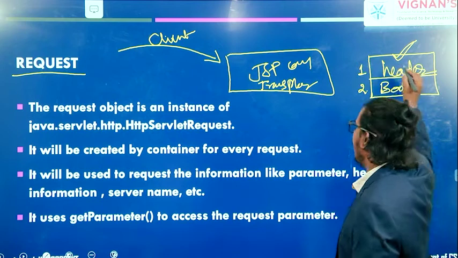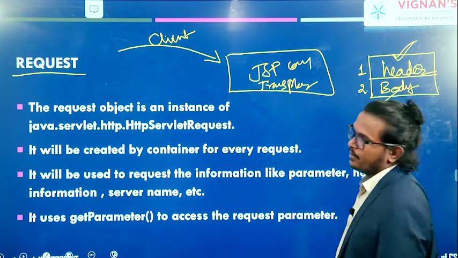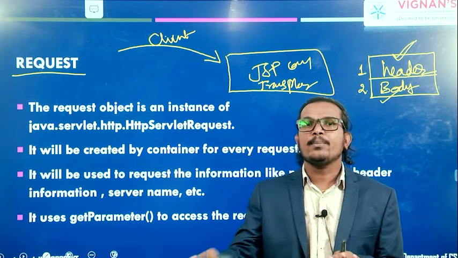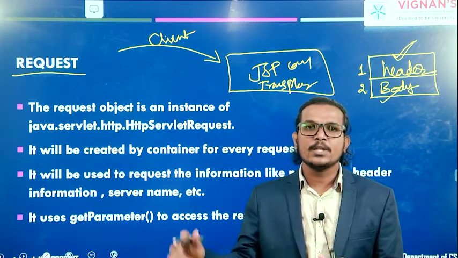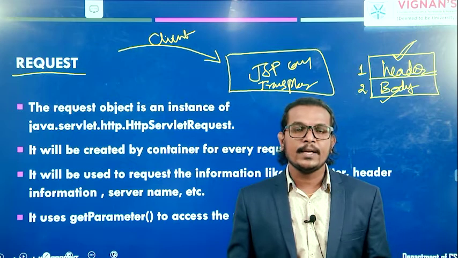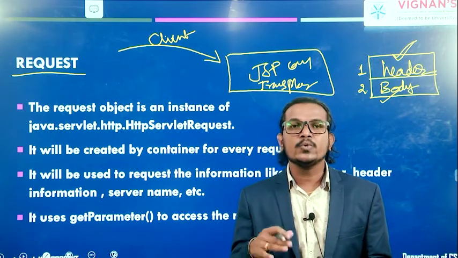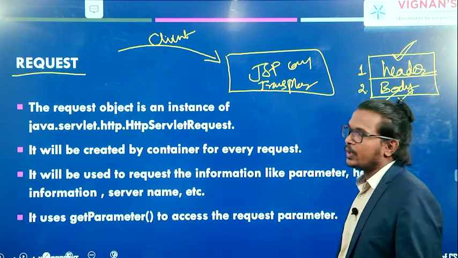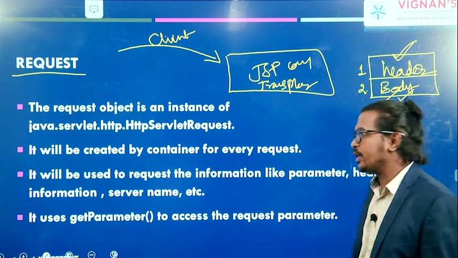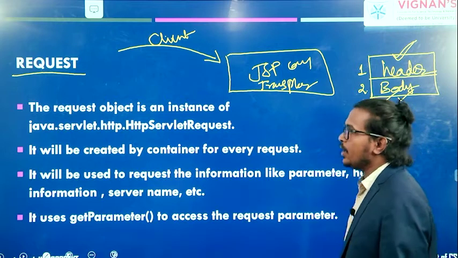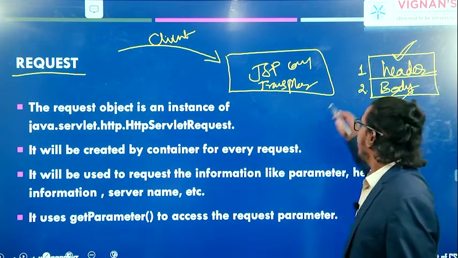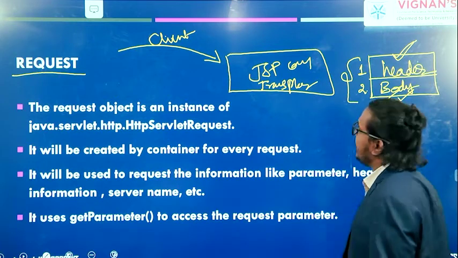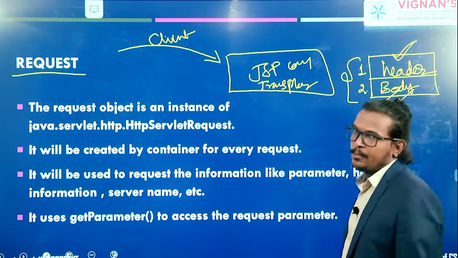Next one is the body part. Now we are requesting some service from the server machine, right? That requested information, that user related information, is maintained in this body part. So here we have two parts. What is the first part? First part is the header part and second part is the body part.